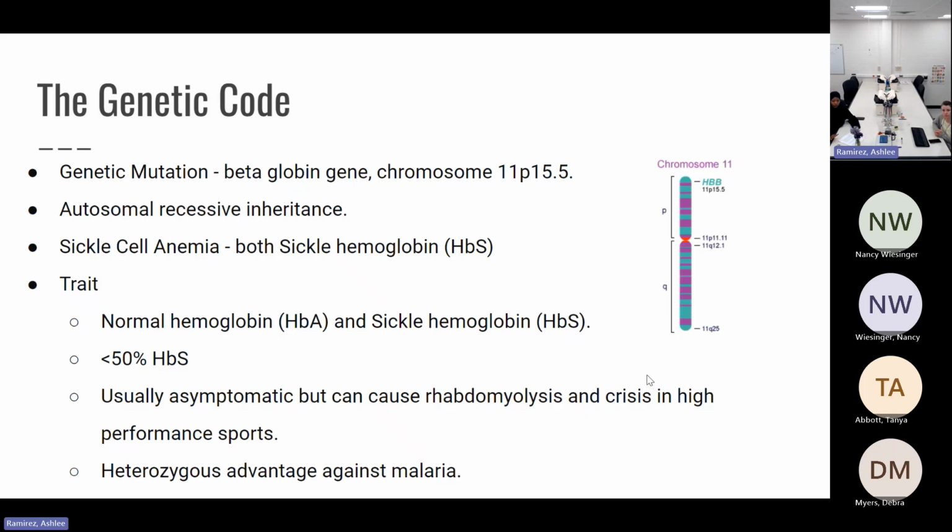So let's begin with a review of the genetics associated with sickle cell disease. There's a genetic mutation where a single nucleotide substitution within the beta globin gene on chromosome 11 is altered. The mode of inheritance here is the autosomal recessive pattern, which is important because individuals must inherit 2 copies of the mutated gene, one from each parent, in order to develop the disease.